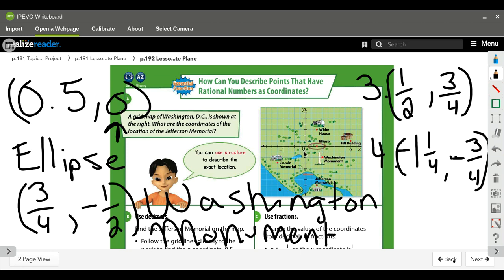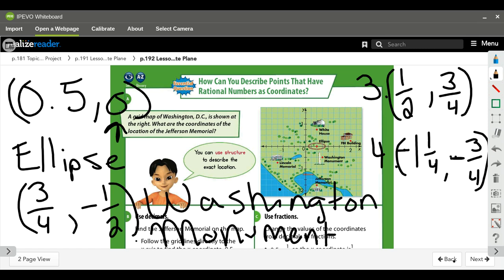I don't include the 0 in my count. I start by counting at 1. So it's 1, 2, 3, 4. I have 4 lines, which makes it a fourth. You need to remember to do that, and then you'll be much more successful with graphing rational numbers.